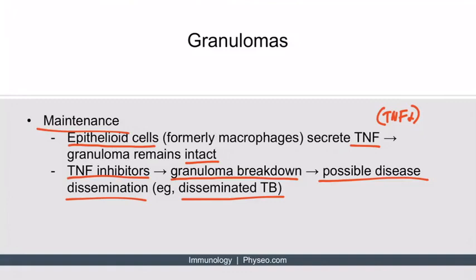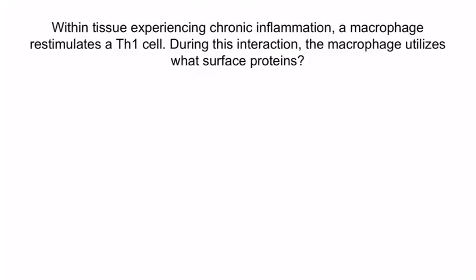Now that we've covered the details that you need to know about macrophages, let's do a question to apply what you've learned. Within tissue experiencing chronic inflammation, a macrophage restimulates a Th1 cell. During this interaction, the macrophage utilizes what surface proteins?